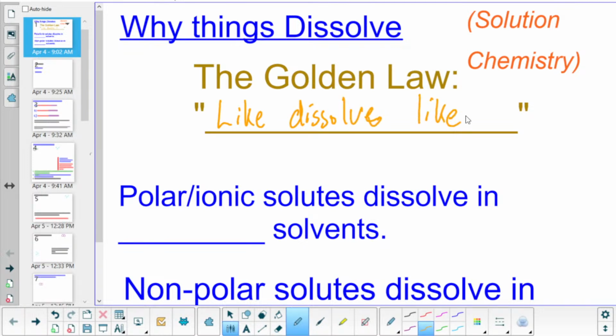Dissolves like. And under this definition, polar and ionic, because they're both permanent positives and negatives, are considered like, as opposed to the non-polar things. So polar and ionic solutes dissolve in polar solvents. Theoretically, they would also dissolve in an ionic solvent, but an ionic solvent would be 2,000 degrees Celsius and probably burn up most of what you're trying to dissolve in it. So I'm not going to worry about ionic. I don't know of any ionic solutions that are at room temperature.